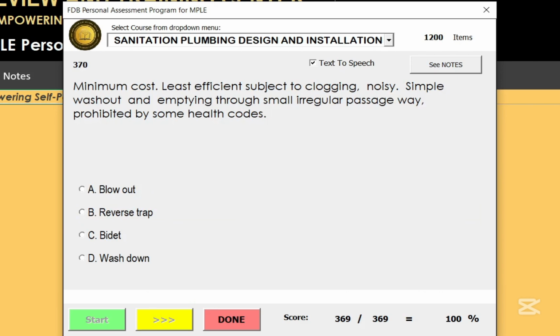Minimum cost. Least efficient, subject to clogging, noisy. Simple washout and emptying through small irregular passageway, prohibited by some health codes. A. Blowout. B. Reverse trap. C. Bidet. D. Wash down. Please pick your choice.